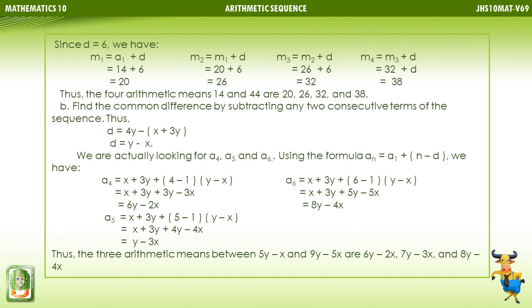A sub 5 equals x plus 3y plus (5 minus 1) times (y minus x), equals x plus 3y plus 4y minus 4x, equals 7y minus 3x. A sub 6 equals x plus 3y plus (6 minus 1) times (y minus x), equals x plus 3y plus 5y minus 5x, equals 8y minus 4x. Thus, the three arithmetic means between x plus 3y and 9y minus 5x are 6y minus 2x, 7y minus 3x, and 8y minus 4x.